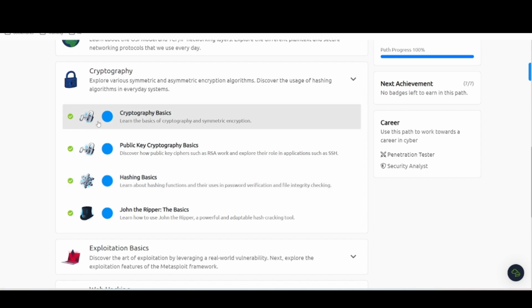And the first room we're going to cover is this Cryptography Basics, learn the basics of cryptography and symmetric encryption. So please note that a few of these rooms are only theory based, so we're going to cruise through those relatively quickly, I believe. And I think these bottom two here are the ones that have the practical application portion of this. So you've got hashing stuff here, and you've got John the Ripper, the basic stuff here. So let's go ahead and dive into this first room, Cryptography Basics.